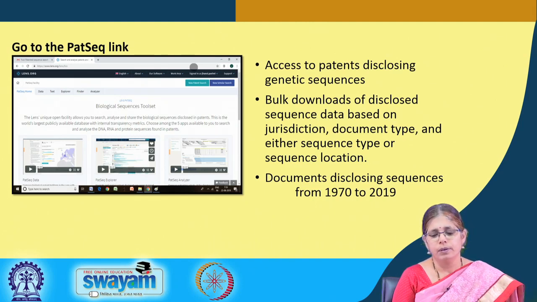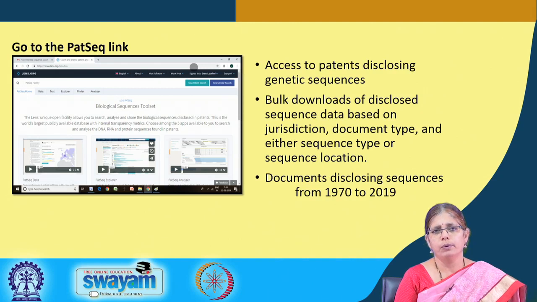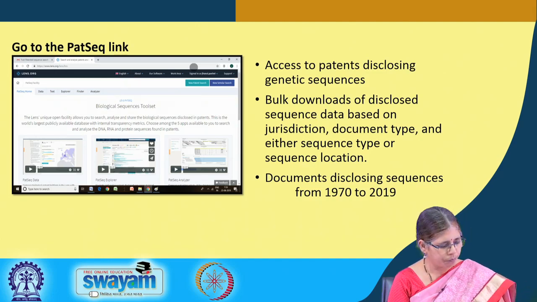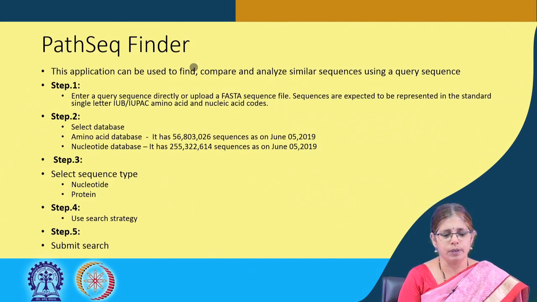The option of bulk loading of data, in terms of downloading the entire set of sequences, is available, which is a very useful feature. It has the sequence listing beginning from the 1970s to 2019 as the most recent, and various documents can be accessed based on the genetic sequence information that is available in PatSeq. So, let us look at the further features that are available at the PatSeq Finder.